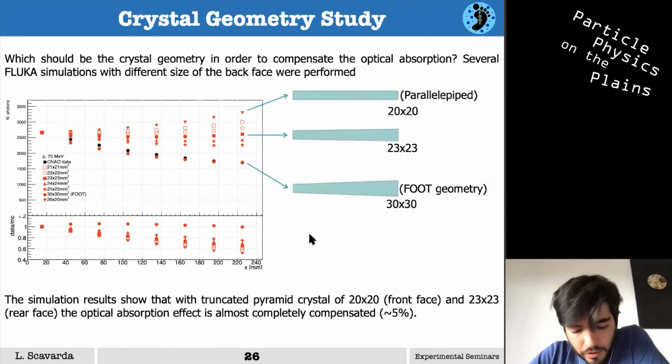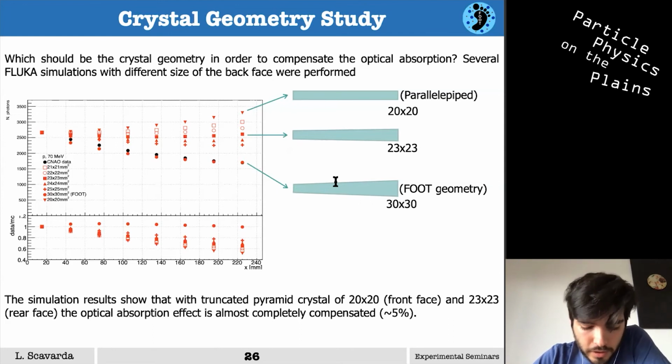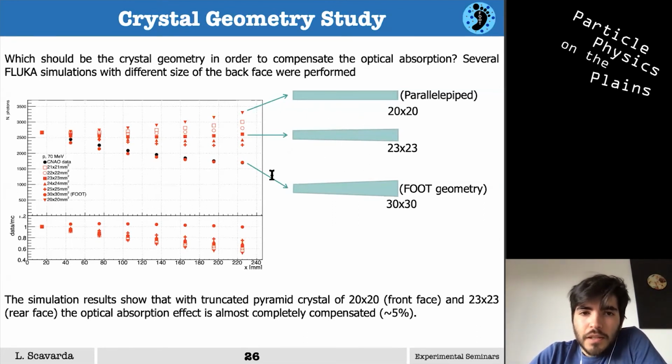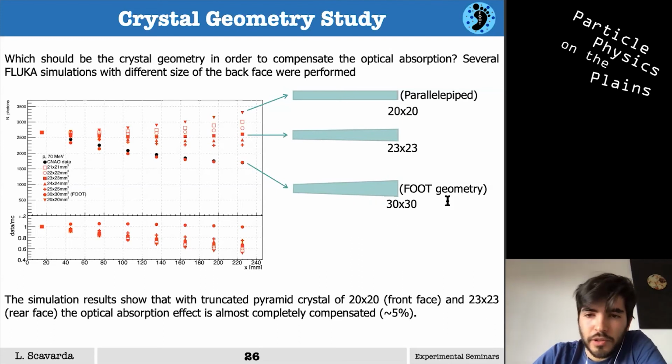Okay. So what I did after this was to understand, because this problem is also related to the geometry of the crystal, if there was a geometry of the crystal that could compensate for this effect. So I simulated this effect again with different geometries of the BGO crystals. Here we have the standard one, the BGO that we have in FOOT, and I changed the rear face of the crystals up to an extreme case with a parallelepiped.